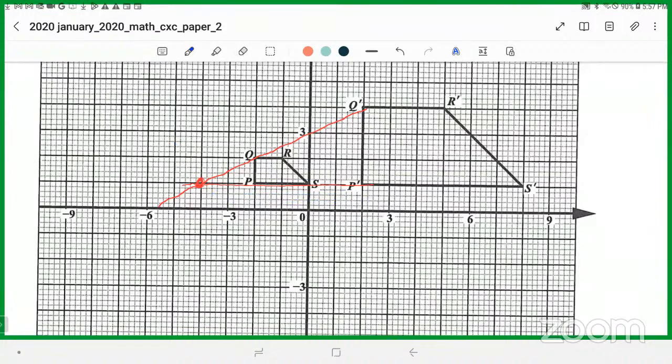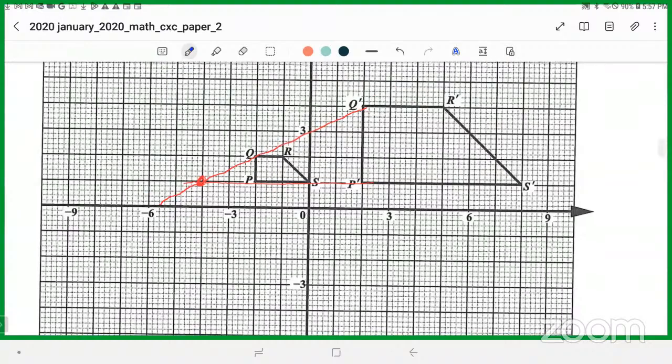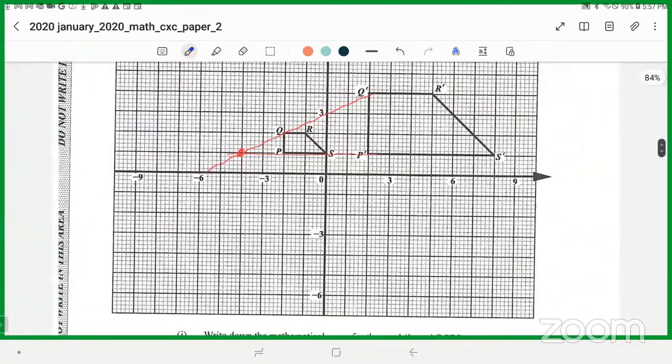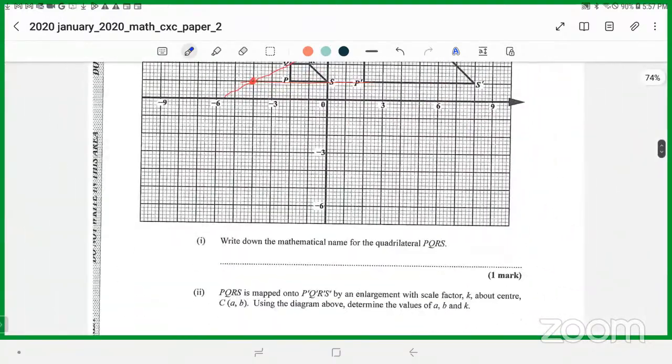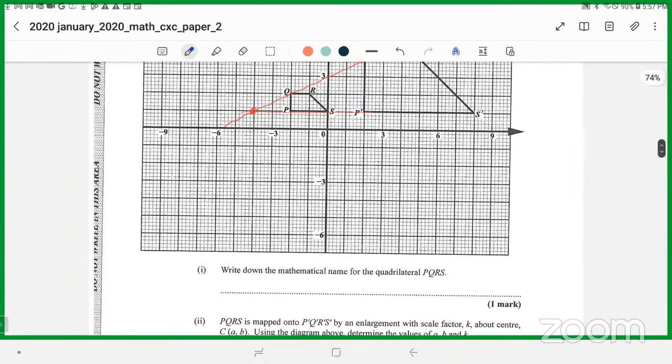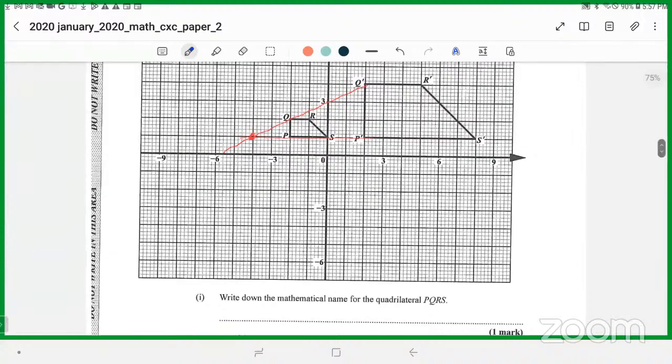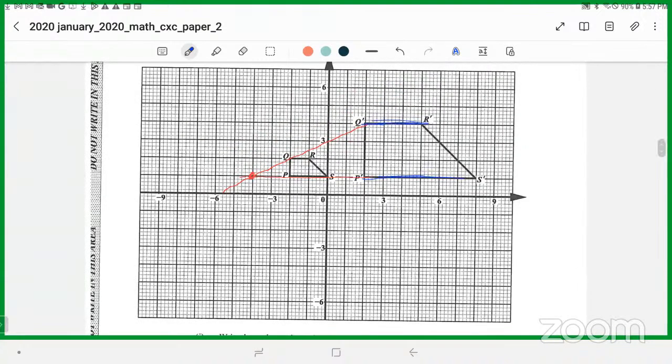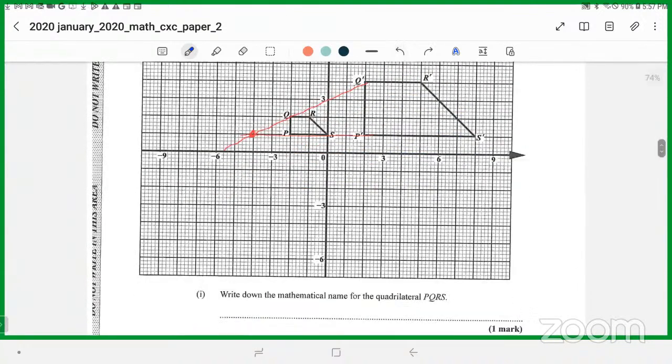So basically, I'm good to go. I know everything about it and I haven't answered the question yet. Don't even read the question yet, but I know the answers already. It says, write down the mathematical name for the quadrilateral. That's a trapezium, right? It has 1 pair of parallel sides. It's a trapezium.